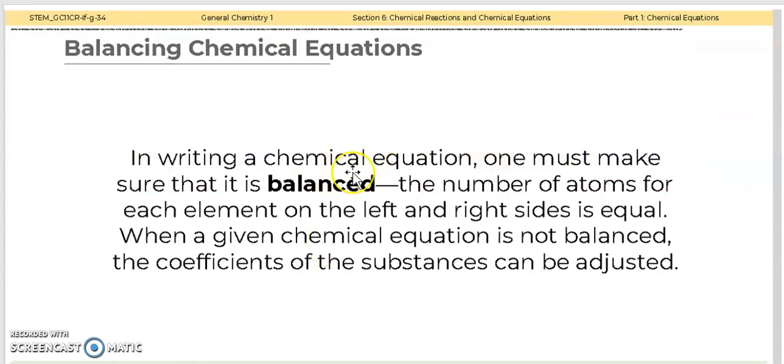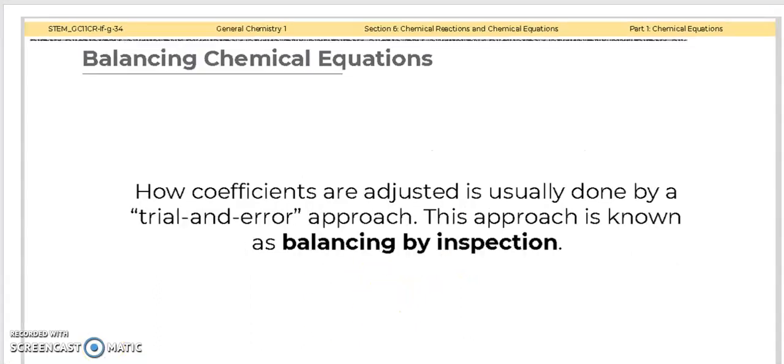In writing a chemical equation, one must make sure that it is balanced, meaning the number of atoms for each element on the left and right sides is equal. When a given chemical equation is not balanced, the coefficients of the substances can be adjusted. How coefficients are adjusted is usually done by a trial and error approach. This approach is known as balancing by inspection.